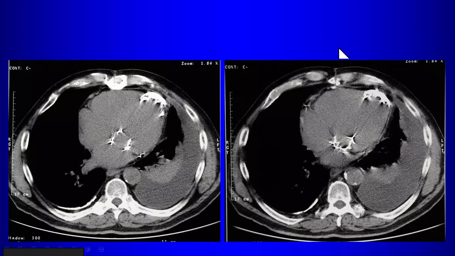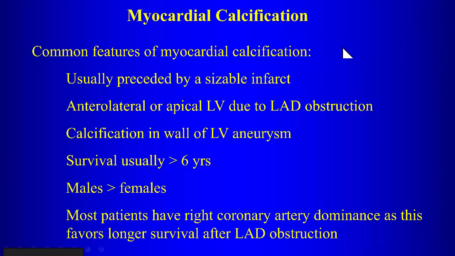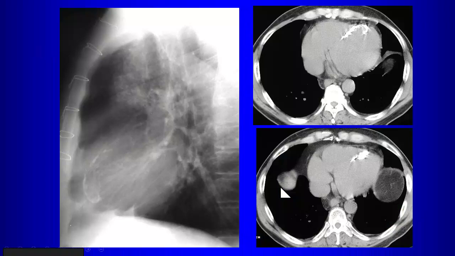So that tells you that this patient has had a prior myocardial infarction. It is usually preceded by a sizable infarct, anterolateral or apical left ventricle, so it's commonly caused by infarction in the distribution of the LAD. It's often calcification in the wall of a true aneurysm, and it takes years to develop, so that implies that the survival has been greater than 6 years. For whatever reason, it's more common in males than females.